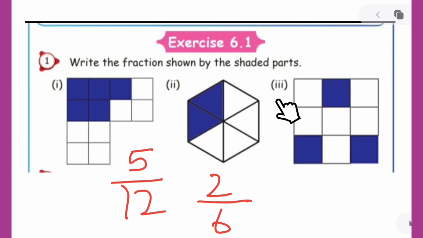Next one, the shaded portion is 1, 2, 3. So the shaded portion value is 3 divided by the total boxes. Now count the value 1, 2, 3, 4, 5, 6, 7, 8, 9. So the total part value is 9.